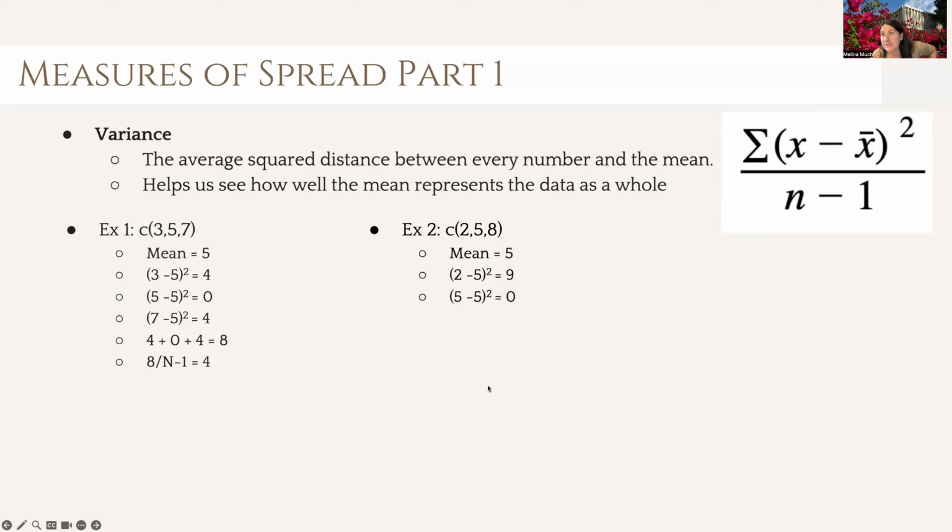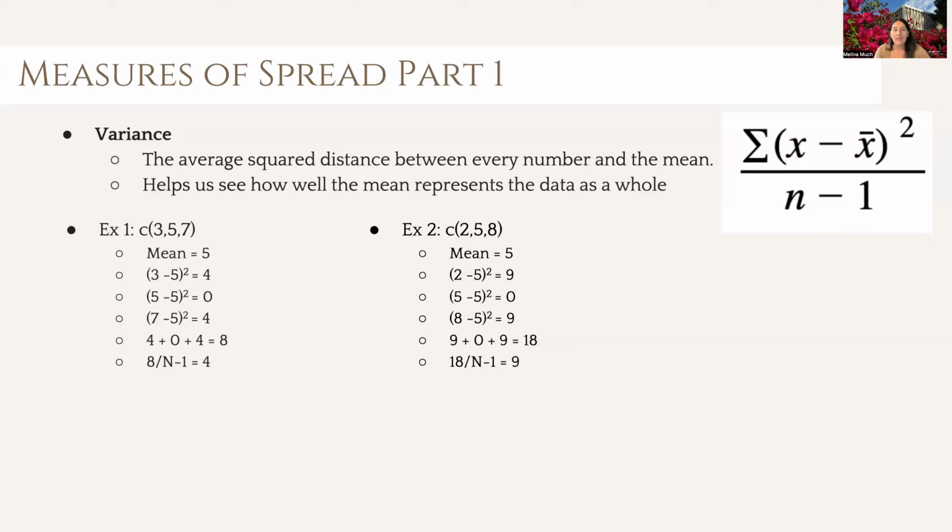5 minus 5 squared is 0. 8 minus 5 squared is 9 again. 9 plus 0 plus 9 is 18. We're going to take 18 and divide it by n minus 1, which is 2, excuse me. So 18 divided by 2 is equal to 9. So our variance in the first case is 4. Our variance in the second case is 9.